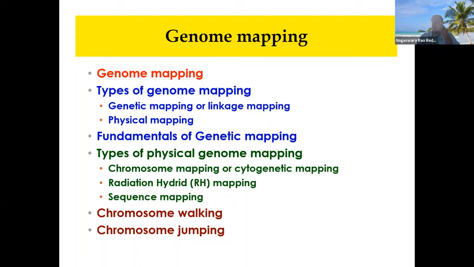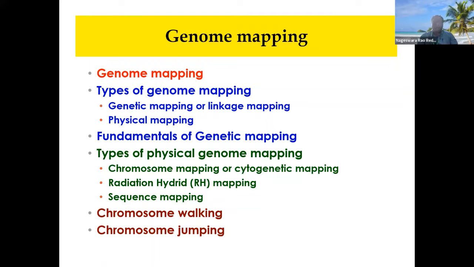And this cytogenetic mapping has actually helped us a lot in identifying diseases which were genetic diseases earlier, and it gave us an idea or a solution for how to overcome these genetic diseases, genetic disorders or metabolic disorders. So this chromosome mapping or cytogenetic mapping has helped us a lot.